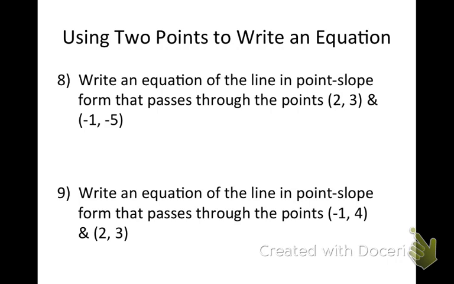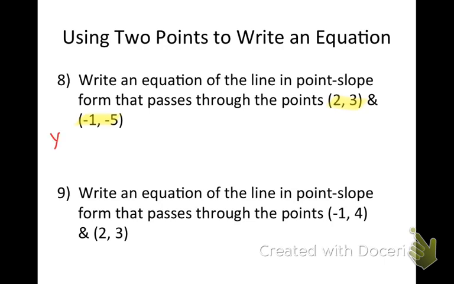Now it says write an equation of the line in point slope form that passes through the points (2, 3) and (-1, -5). What's wrong with this? There's no slope. In order to use point slope, I need to have slope. What do I need to do though? I need to find the slope. Am I given 2 coordinates? Yeah, I'm given 2 coordinates, so can I find the slope?